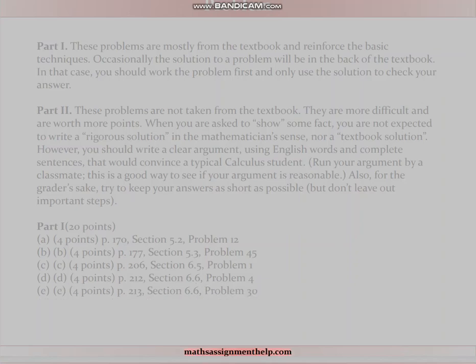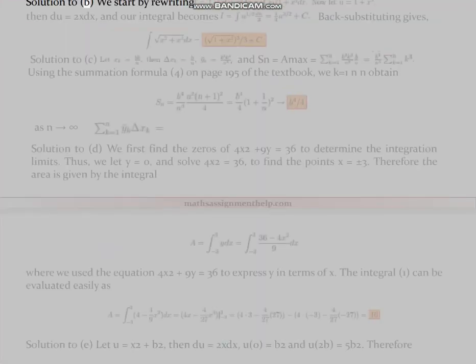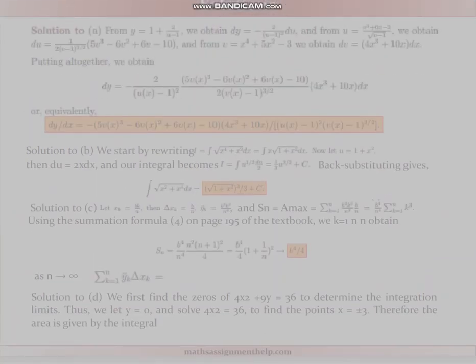Solution to B. We start by rewriting, then du equals 2x dx, and our integral becomes, back substituting gives the result. Solutions. Solution to C. S_n equals, using the summation formula on page 195 of the textbook, the sum from k equals 1 to n, and obtain the result.